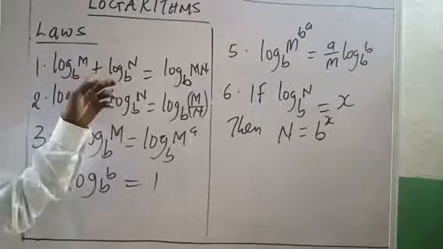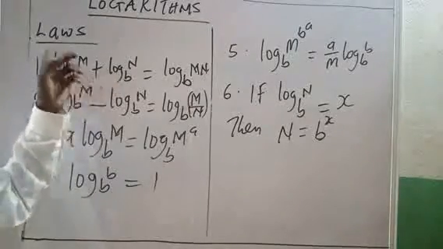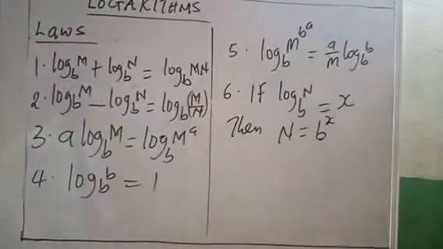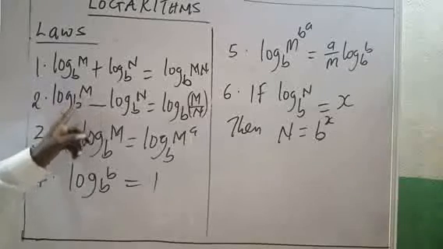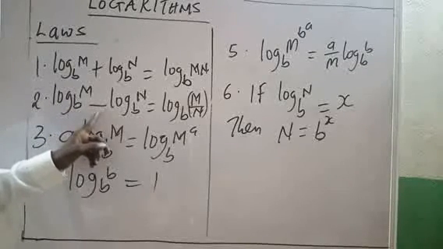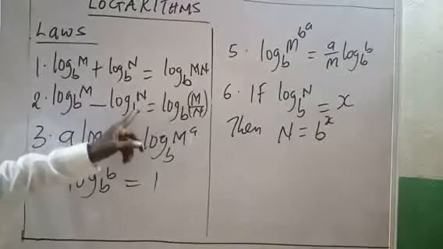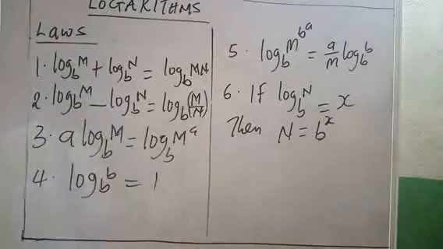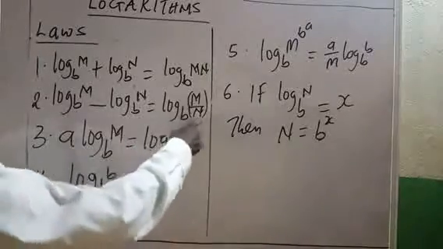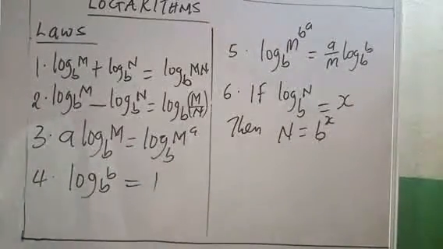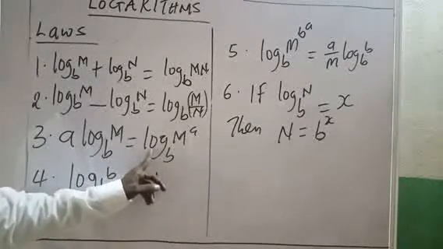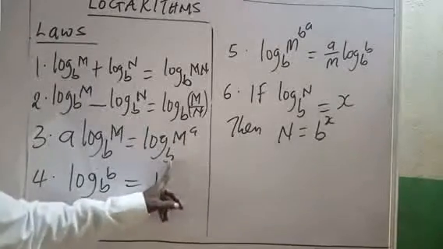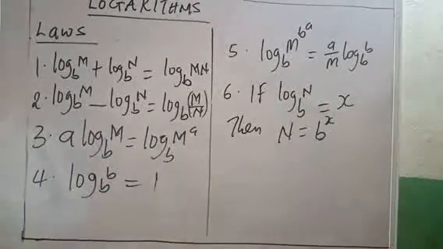So what the law of logarithm says, addition will result to what? Multiplication. In law 2, we have log m base b minus log n base b is equal to log m over n base b. Then we have a log m base b is equal to log m raised to the power of a base what? Base b. Then we have the general law that says log b base b is equal to 1.